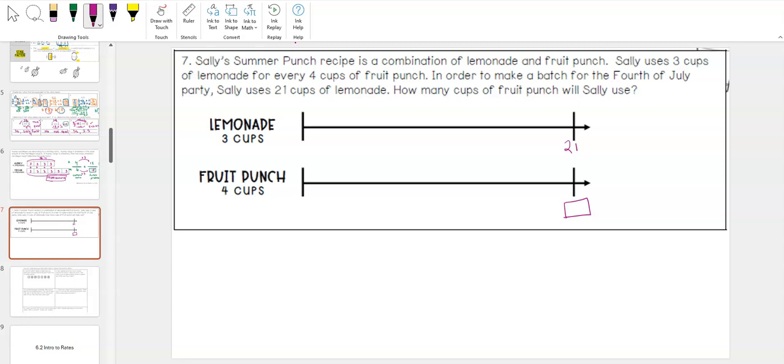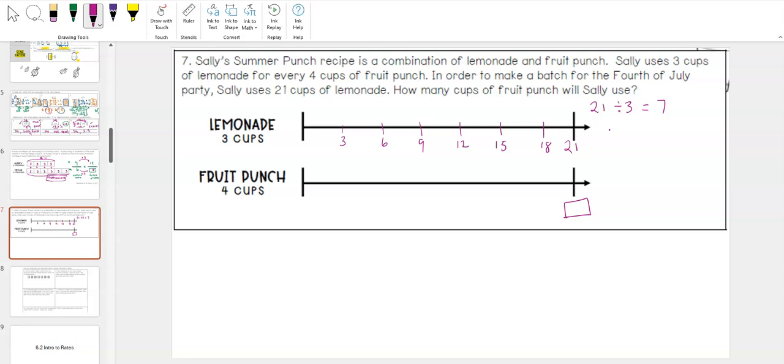Because Sally is using lemonade in 3-cup increments, I need to divide this number line into 3-cup chunks. So I think, 21 divided by 3 makes what? 7. So I'm going to divide this number line into 7 equal pieces: 1, 2, 3, 4, 5, 6, 7. 3 cups, 6, 9, 12, 15, 18, 21.